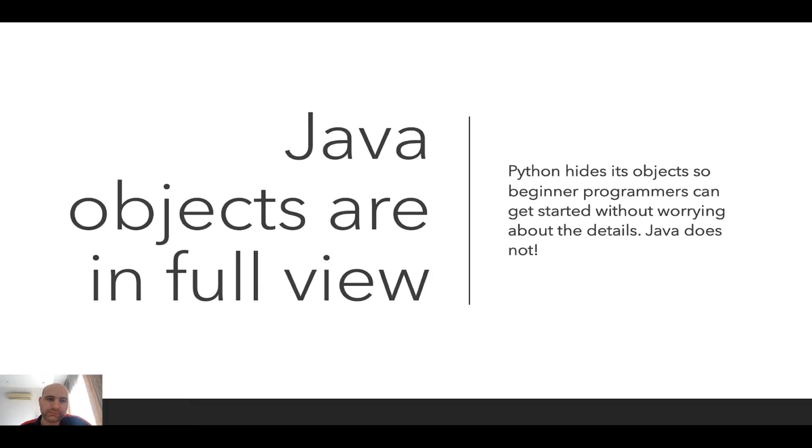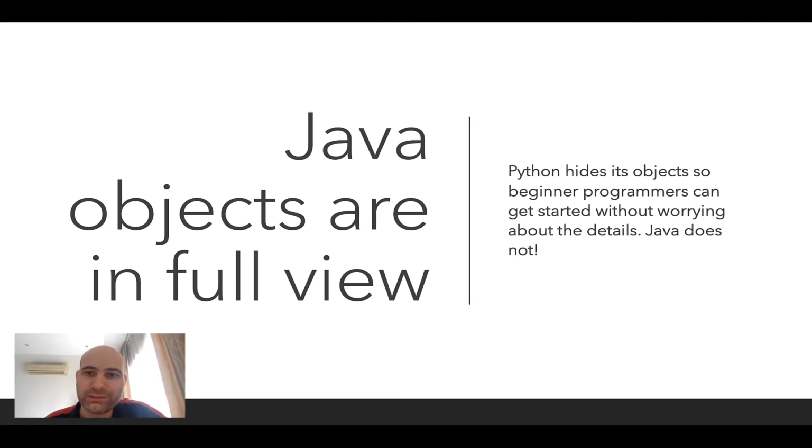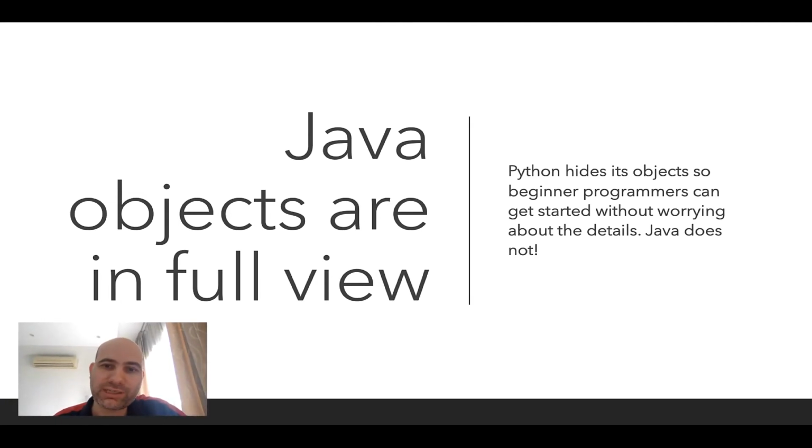Object-oriented programming. Java objects are in full view, which means they are really obvious to everybody. Java is object-oriented, loud and proud, whereas Python hides its objects, so beginner programmers don't have to worry about those details. As you've seen, Java makes sure you know about it and makes sure you use those right from the beginning.